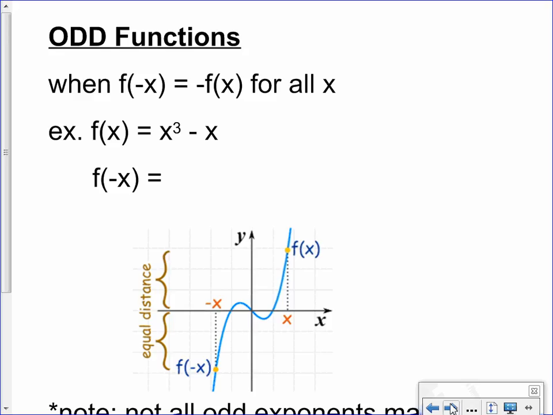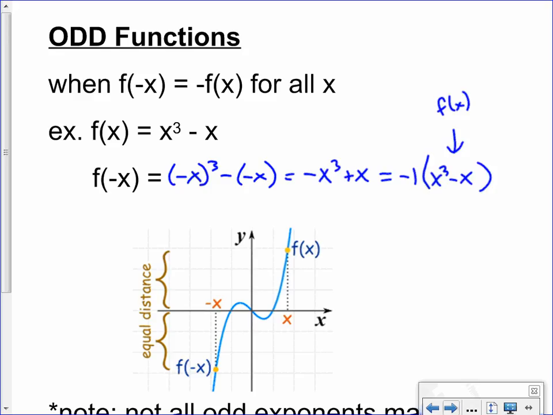So let's say that is your function. To find f of negative x, it would just go negative x cubed minus negative x, which would be negative x cubed plus x. Now, wouldn't you say that if I took the GCF of negative 1, that would just be x cubed minus x again, right? And isn't that f of x? So therefore, this is just negative f of x. So it's saying f of negative x is the same thing as negative f of x.